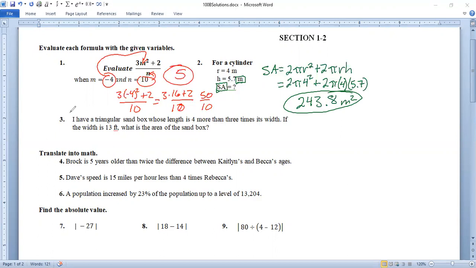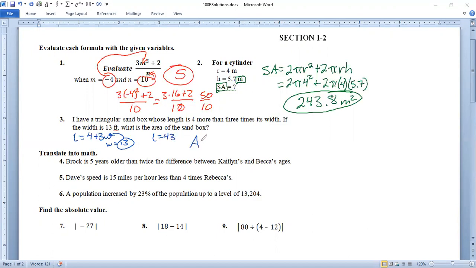All right, number 3. I have a triangular sandbox whose length is 4 more than 3 times the width. And the width is 13 feet. So W equals 13. So plug that right in there. W equals 13, and we get L equals 4 plus 39. 3 times 13 is 39, plus 4 is 43.